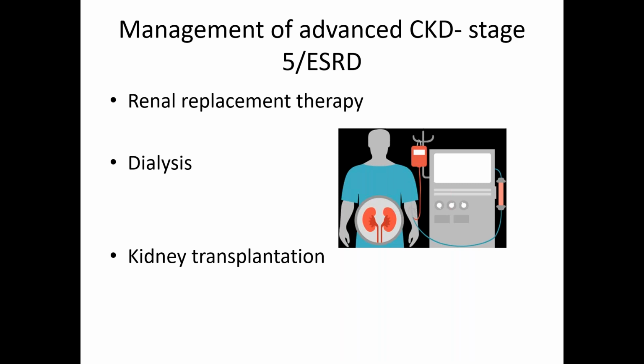I stratified chronic kidney disease on the basis of proteinuria. I discussed the various measures by which we can reduce the progression of chronic kidney disease. And at the end, we discussed the management of advanced chronic kidney disease, stage 5, when the patient is becoming uremic.